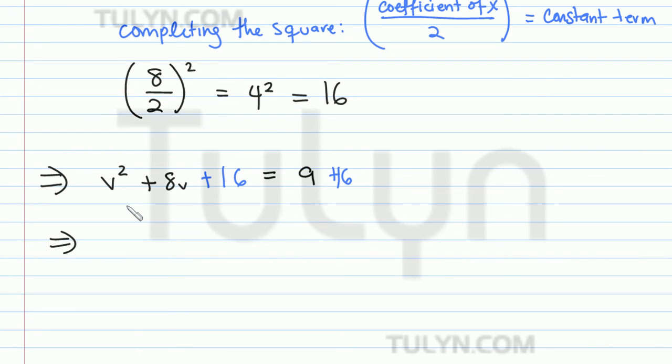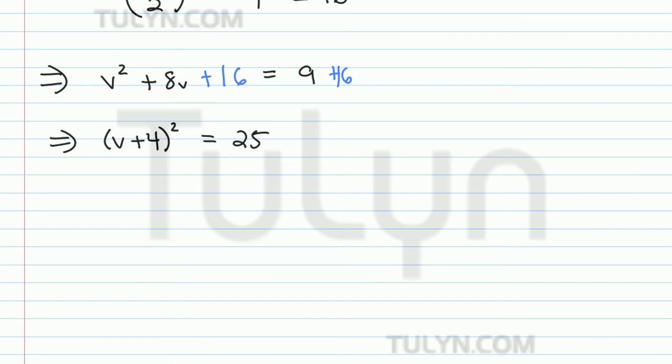So now on the left, v squared plus 8v plus 16 turns into v plus 4 times v plus 4, which is v plus 4 squared. And then on the right we have 25, right? 16 plus 9? Yep.